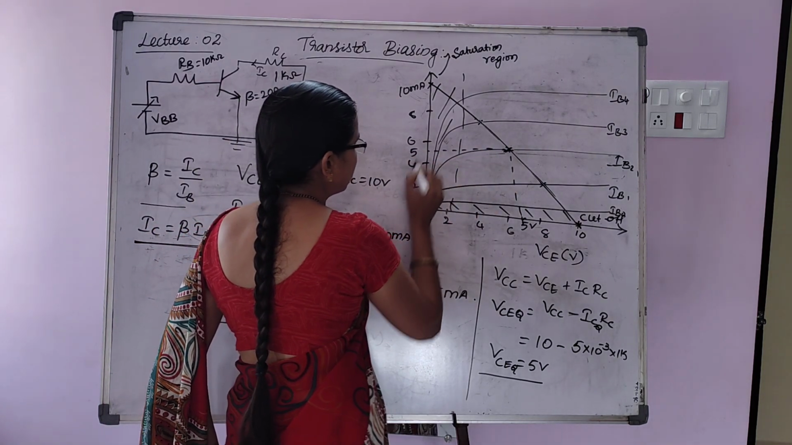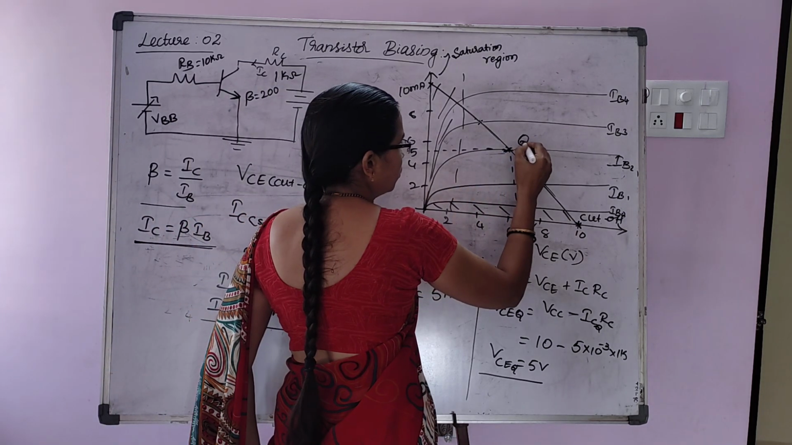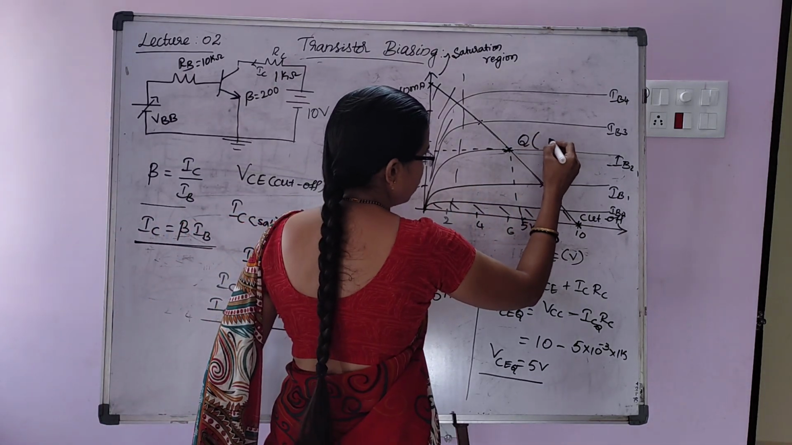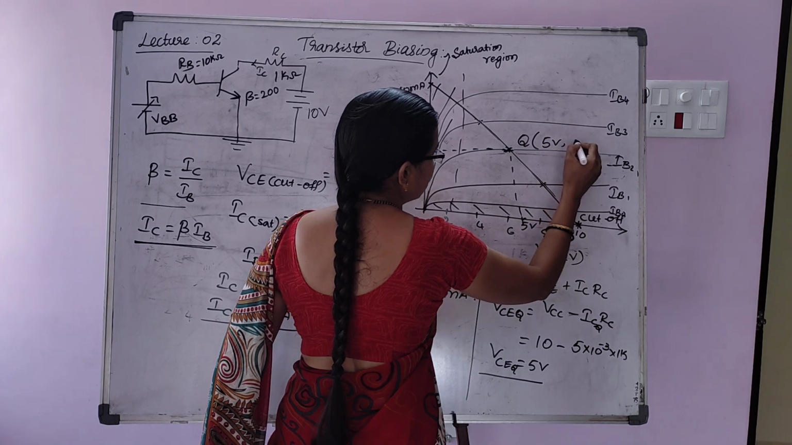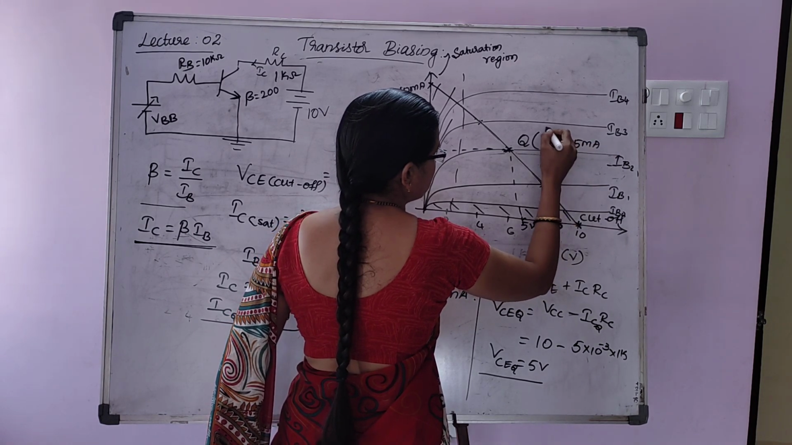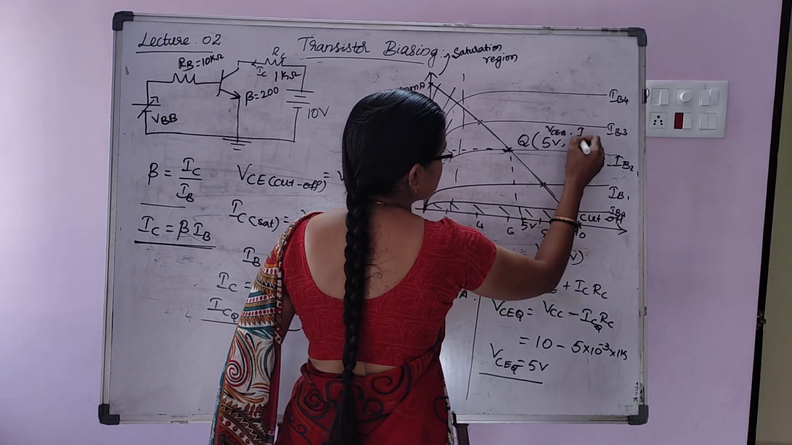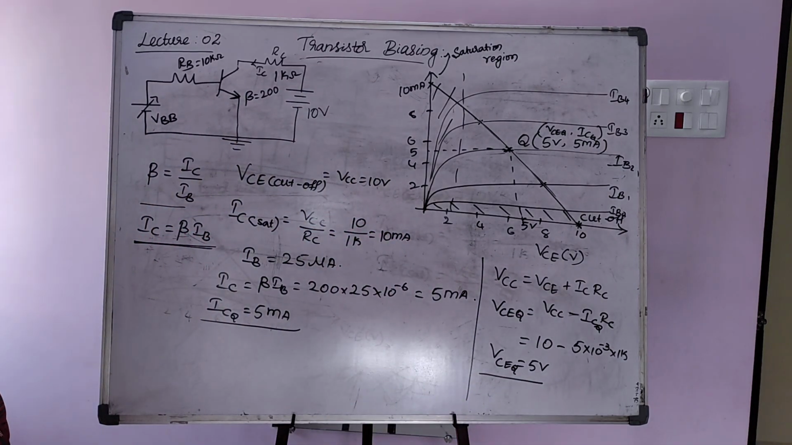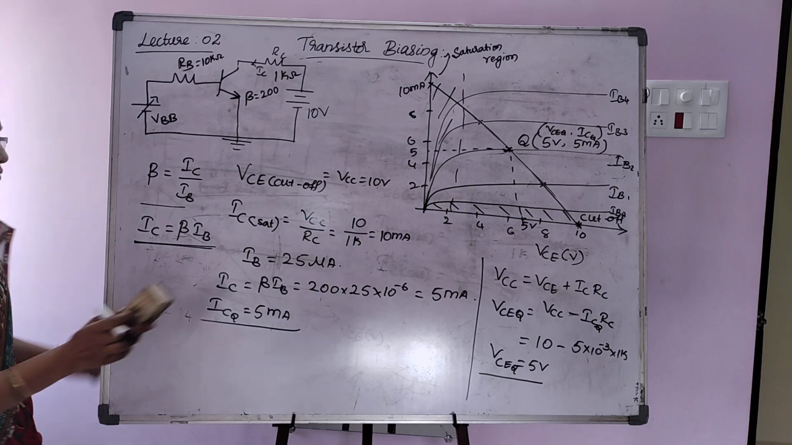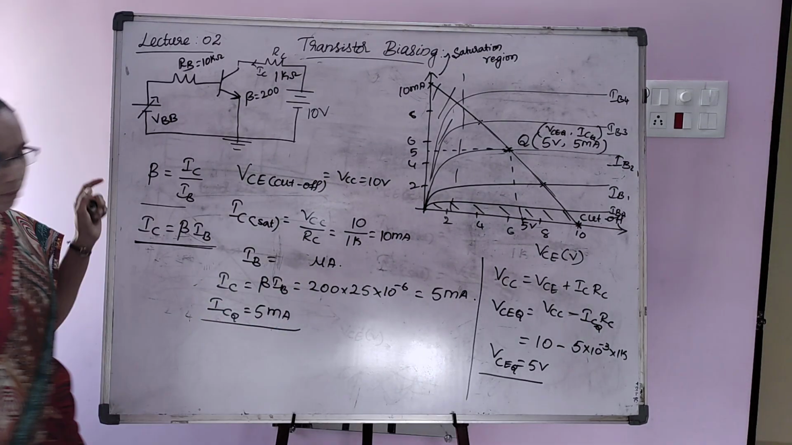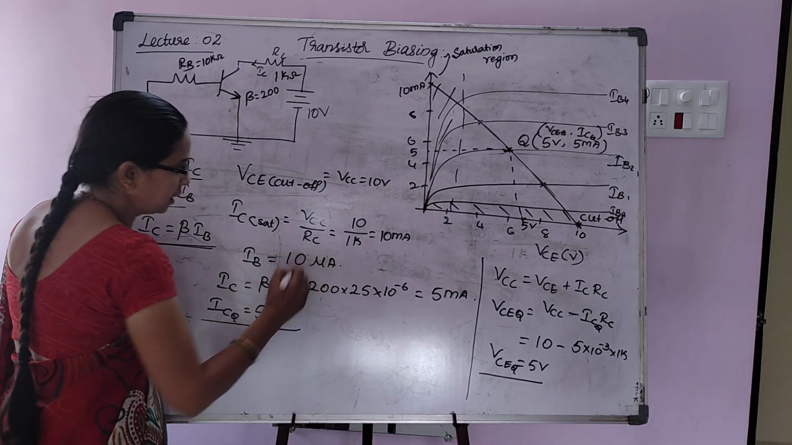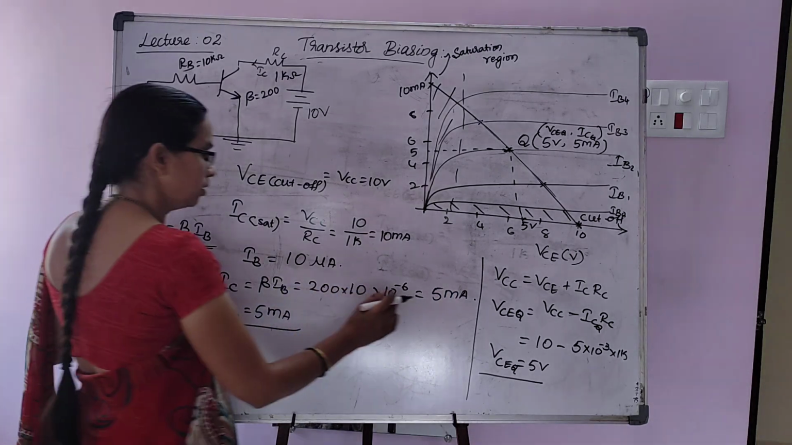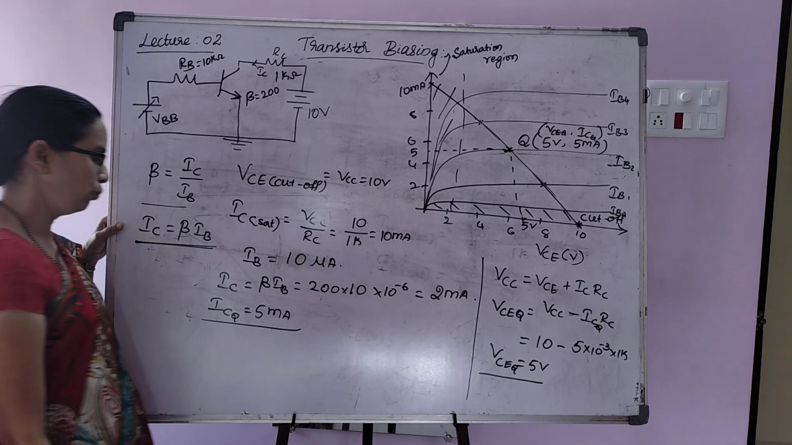5 milliamperes of IC, this is the Q, which is having the coordinates of 5 volt comma 5 milliamperes, that is VCEQ comma ICQ. It's the coordinates of the Q point. So if I change the value of IB to some 10 microamperes, it will be 2 milliamperes is the ICQ value.